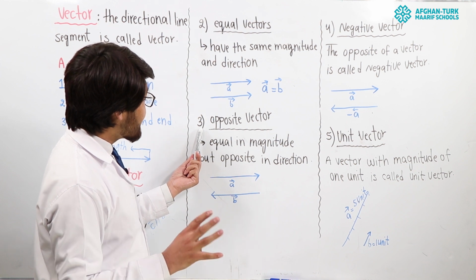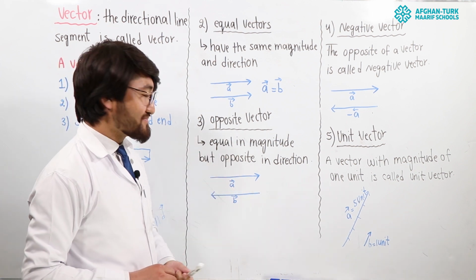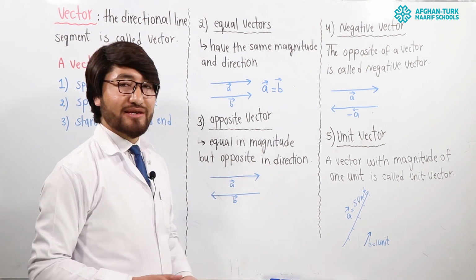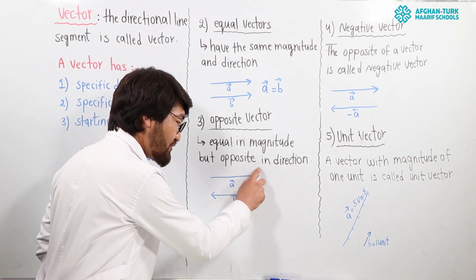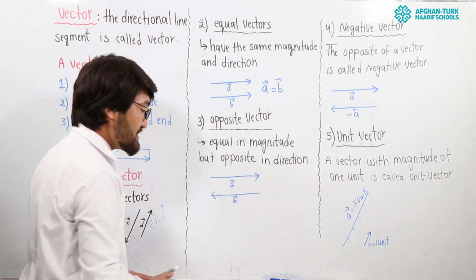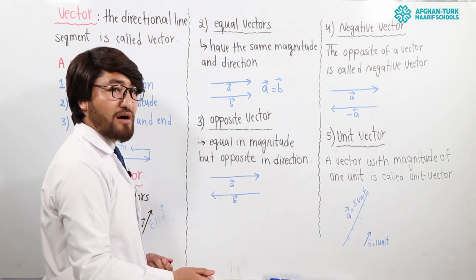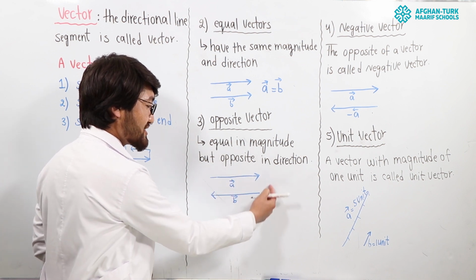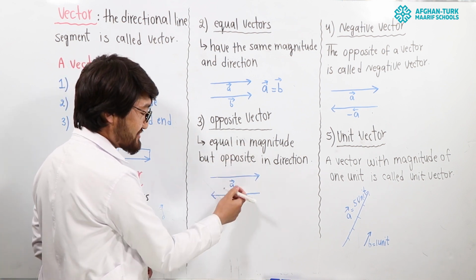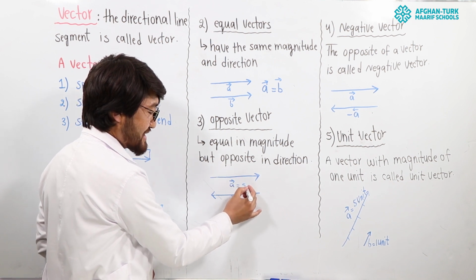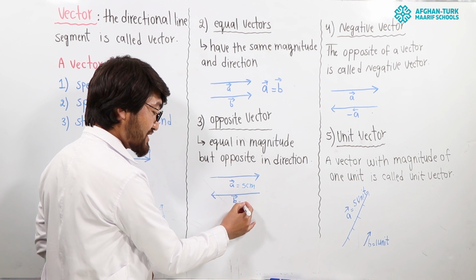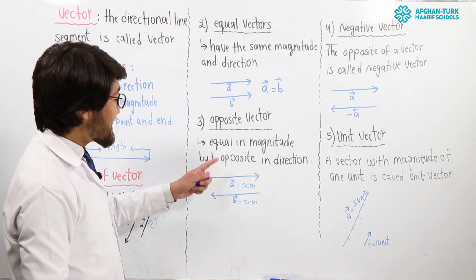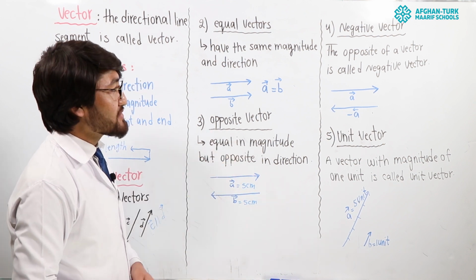Okay, come to another type of vector, opposite vector. What is the opposite vector? Equal in magnitude, but opposite in direction. Here we have vector A and also here we have vector B. Vector A and vector B are opposite vectors because the direction is opposite, but the magnitude is the same. For example, vector A is 5 centimeter and vector B is also 5 centimeter. The magnitude is the same, but the direction is opposite. We can say for these vectors, opposite vector.